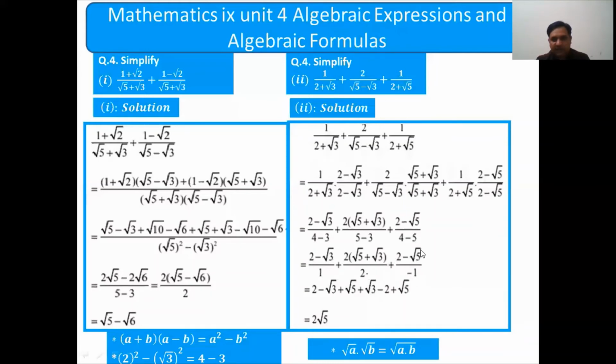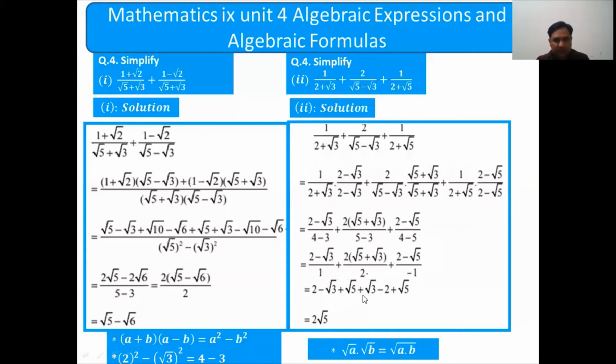So we have to multiply with this binomial surd. When we multiply this minus 1 in the numerator, we have minus 2 plus square root of 5. So the signs of these two values will be changed. So now we can cancel the values. This is minus square root of 3, and this is minus square root of 2.